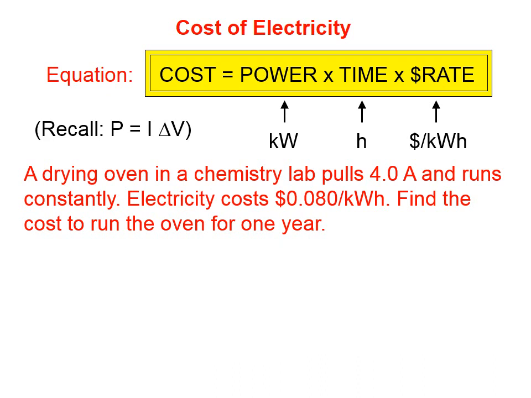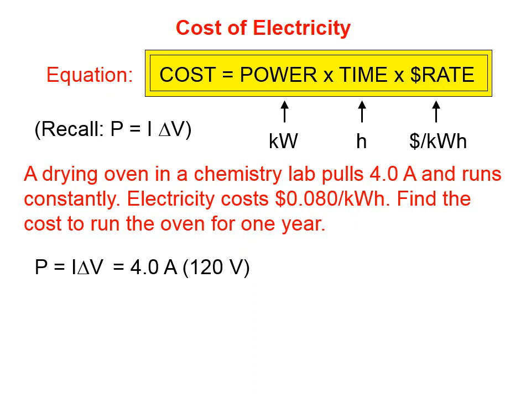Let's try an example. A drying oven in a chemistry lab pulls 4 amps and runs constantly. Electricity costs 8 cents per kilowatt hour. Find the cost to run the oven for 1 year. Let's find the power consumed by the oven.